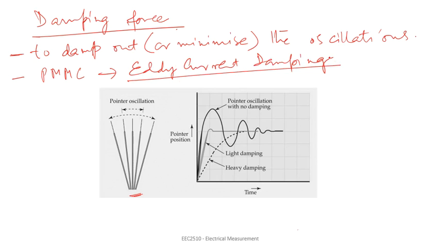So in PMMC type instruments eddy current damping is present, because the coil former or coil frame is constructed of aluminum, which you know is a non-magnetic conductor. Eddy currents are induced in the coil frame, and then it sets up a magnetic flux that opposes the coil motion. In this way it damps out the oscillations of the coil. So this is the damping force.